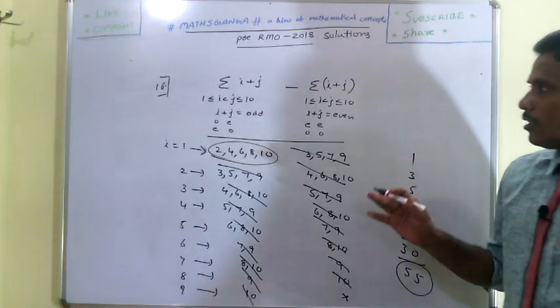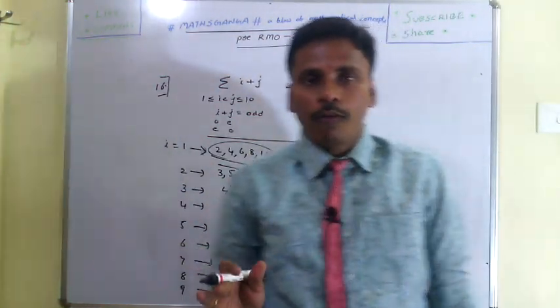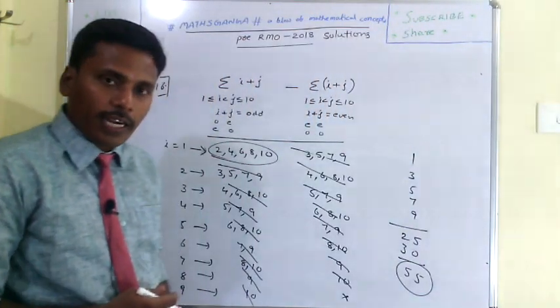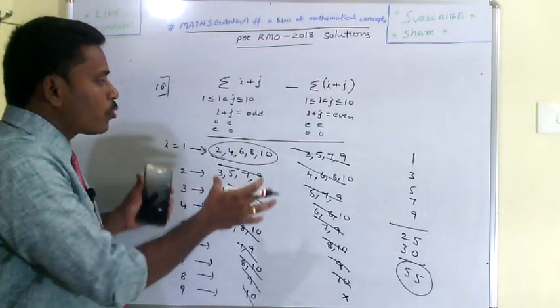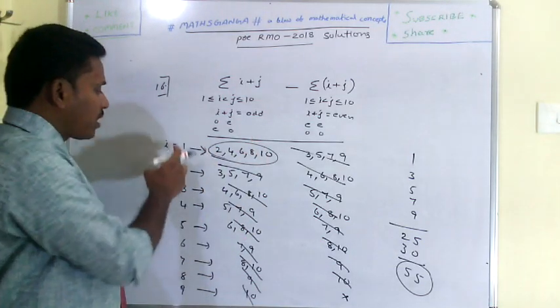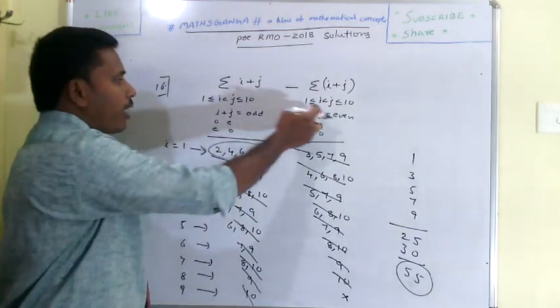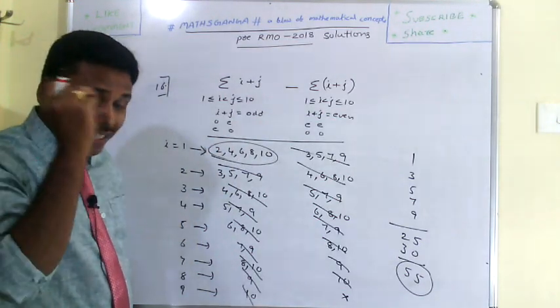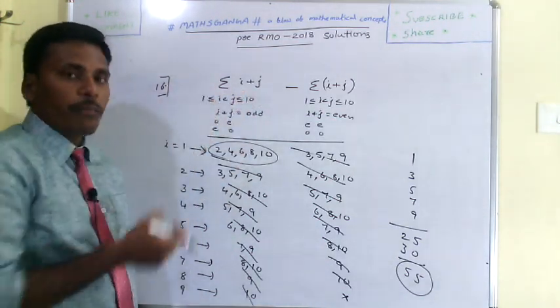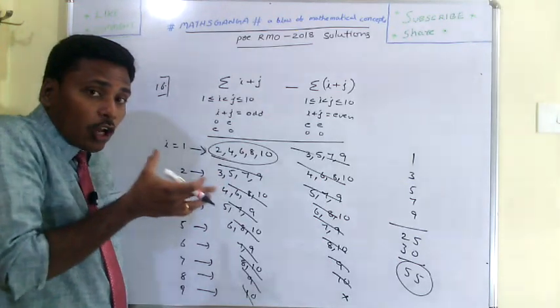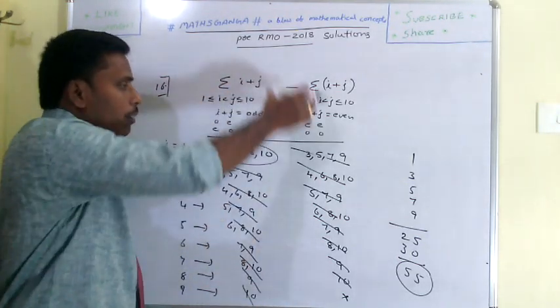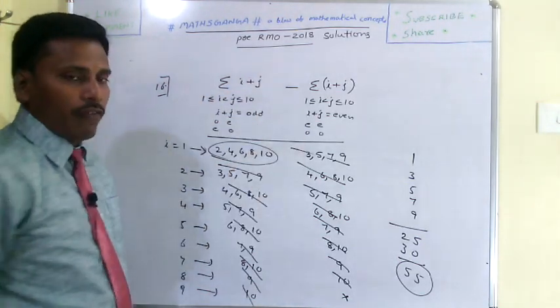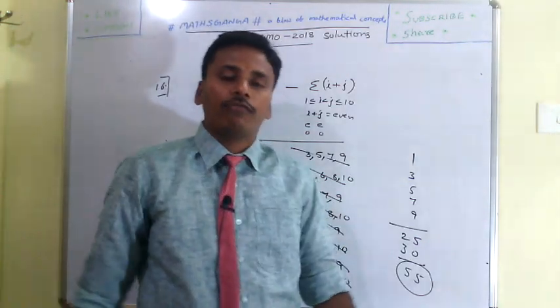So this is the 16th problem of RMO 2018. What did we do? We listed all the possibilities for i and j by fixing i, such that i plus j is odd or i plus j is even. Then logically we calculated the summation. What is the logic behind that? For this sum we need to subtract that sum. With that logic we simplified and were left with the answer 55.